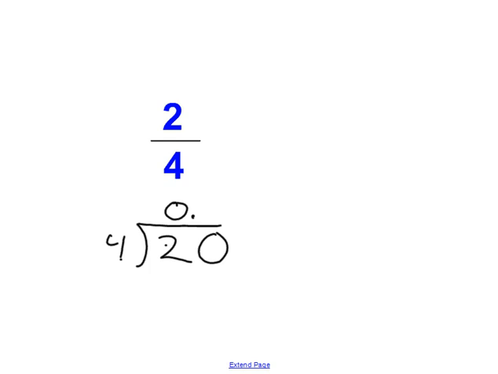Now we're going into the parts of a whole. How many times does 4 go into 20? It goes in there 5 times, 4 times 5 is 20. We subtract that out, and we're left with no remainder. So 2 divided by 4 is equal to 0.5. That's a simple concept. You need to be able to do division, and you need to make sure you know where your place values are.